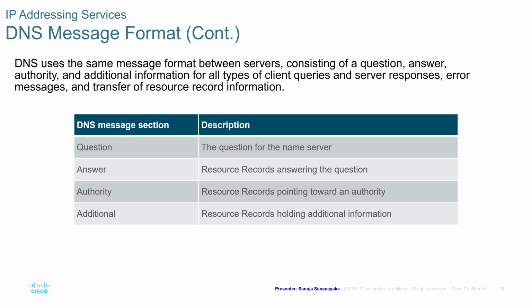So in this table, we have a DNS message section and a description of what it's doing. We have a question, something like the question for the name server. Then we have answer, which is resource records answering the question. And then we have authority, which is resource records pointing towards an authority. And then we have an additional section, where resource records hold additional information.